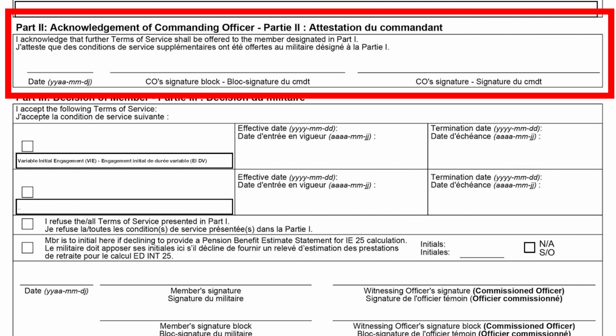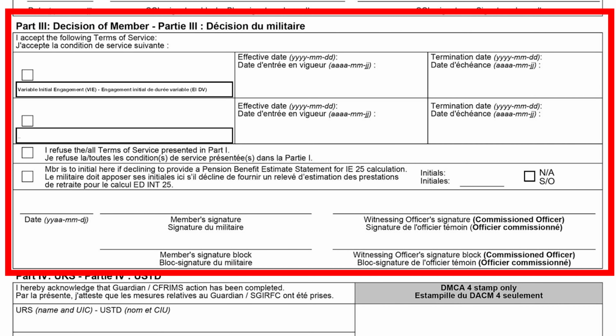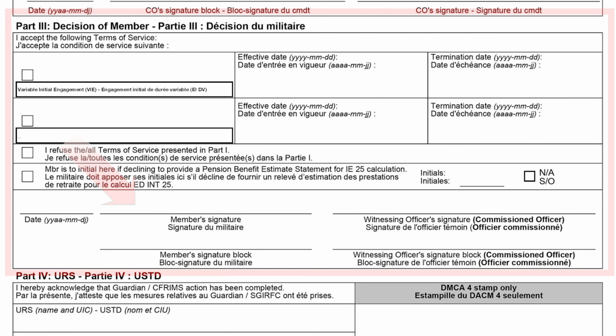For Part 2, Acknowledgement of Commanding Officer, no action is required on your part. For Part 3, Decision of Member, only the first box is checked off with the option Variable Initial Engagement. The effective date is your date of enrollment, and the termination date is the date equivalent to the number of years in your contract minus 1 day. Finally, indicate the date and sign on the line above your name, member's signature.